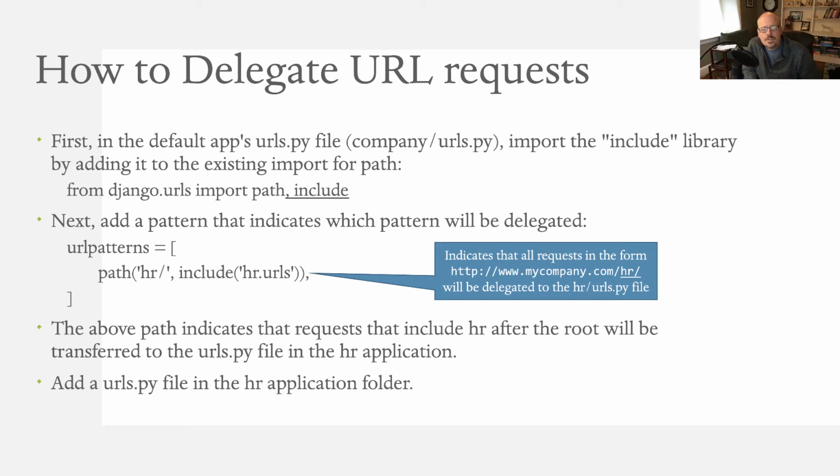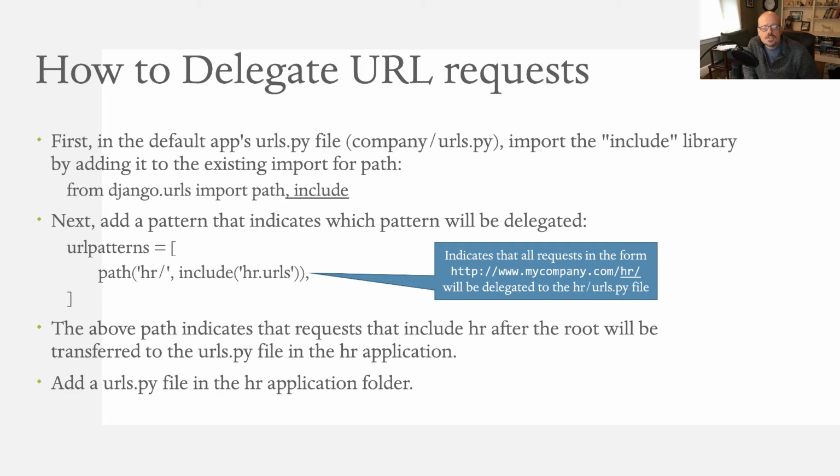Next, you need to tell the urls.py file what pattern is going to be delegated. In the example that I just gave you, we said that HR/ was going to be delegated. So in the path statement, you're going to say HR/, and then you're going to use the include function to indicate that the hr.urls file is going to handle any requests of that particular pattern. Now, hr.urls means the urls.py file in the HR application, the HR added application.